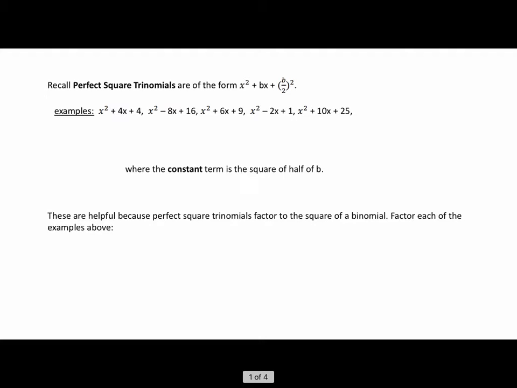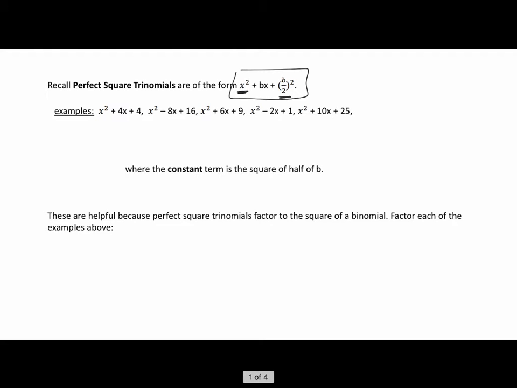Recall what a perfect square trinomial is from chapter 6. Those are always of the form x squared plus bx plus half of b squared. Probably didn't notice that, right? You just knew the first and the last terms were perfect squares. So let's see if we can rewrite these so that they look like they're in this form.